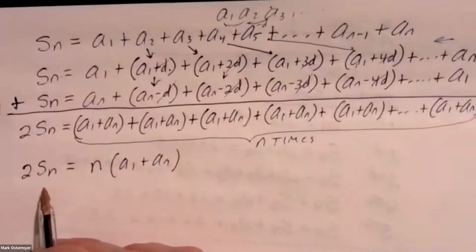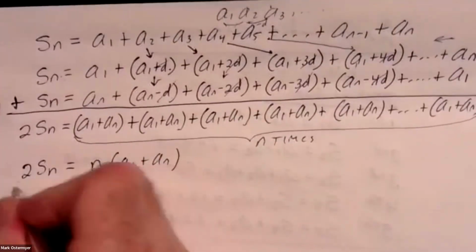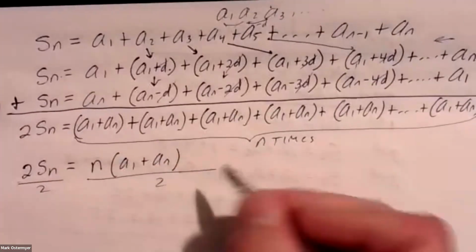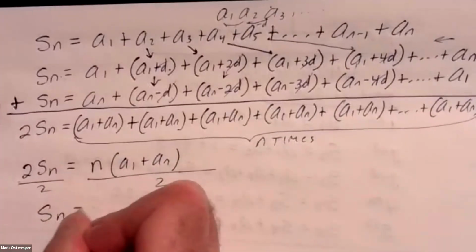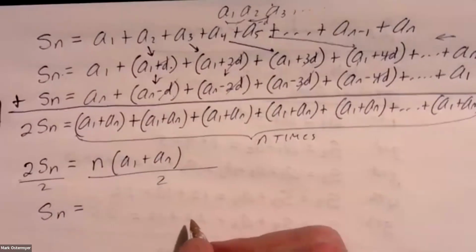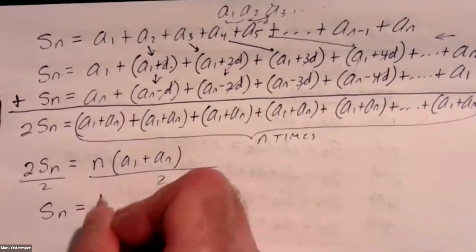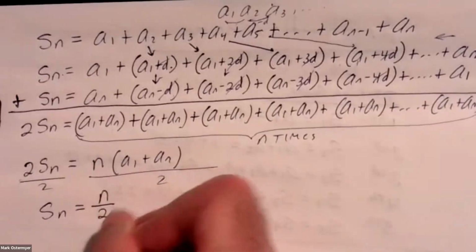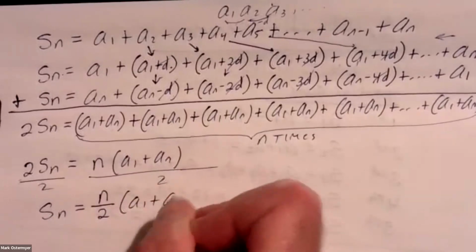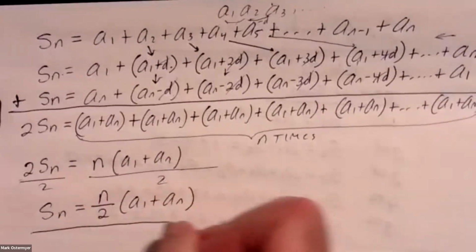Now we can solve for our nth partial sum. By dividing both sides of this equation by 2, we get our nth partial sum formula for an arithmetic sequence. So if I add the first n terms of an arithmetic sequence, I get an nth partial sum, which is to say it's n divided by 2 times the sum of the first and the nth term. This is a very important formula.